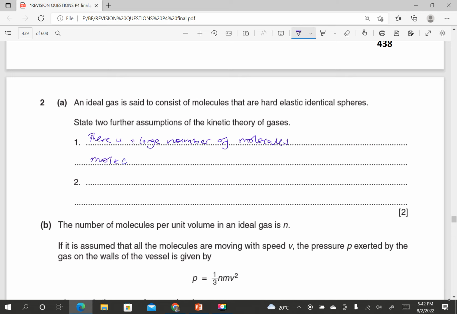The molecules are in continuous random motion. An average behavior is very important. We also say that there are no intermolecular forces of attraction or repulsion except during collisions.